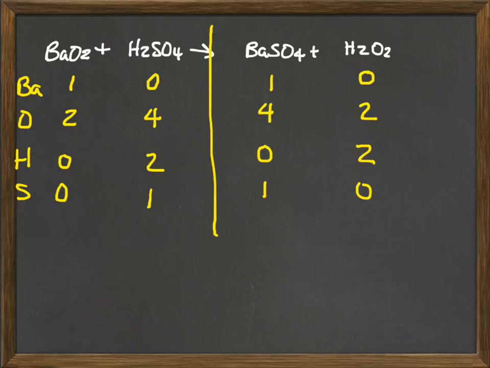And then I go on to oxygen, and I see that I've got 2 plus 4 is 6 on the left, and 4 plus 2 is 6 on the right. Next to hydrogen, there's 2 hydrogens on the left and 2 hydrogens on the right. And on the left there's 1 sulfur, and on the right there's 1 sulfur.